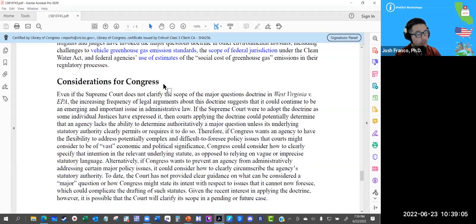Alternatively, if Congress wants to prevent an agency from administratively addressing certain major policy issues, it could consider how to clearly circumscribe the agency's statutory authority. To date, the court has not provided clear guidance on what can be considered a major question, or how Congress might state its intent with respect to issues that it cannot now foresee, which could complicate the drafting of such statutes. Given the recent interest in applying the doctrine, however, it's possible that the court will clarify its scope in a pending or future case.